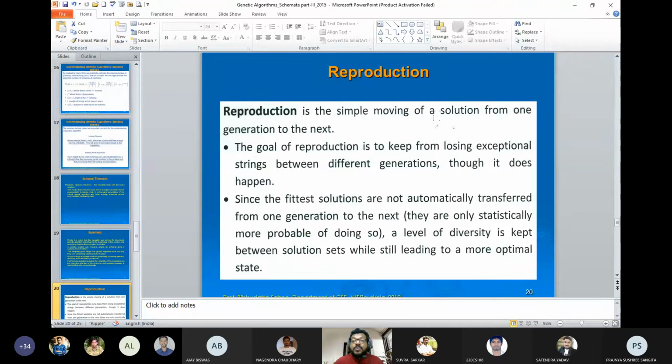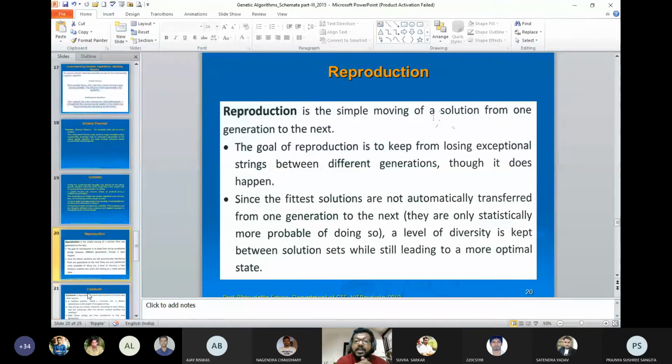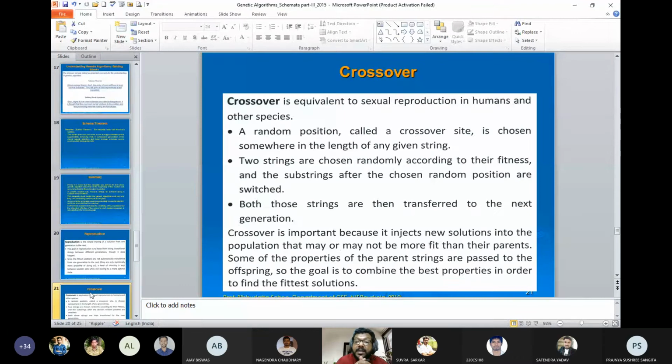Now this is the comment on the crossover. This is equivalent to the process as it takes place in reproduction. A random position called the crossover point is chosen, parents are selected again randomly according to their fitness, and the substrings after the chosen random position are switched. Both the strings are then transferred to the next generation. What it says is that both parents and strings are transferred to the next generation. Maybe due to the crossover we are losing some information, maybe we are disturbing certain genes, so that the offspring produced is less fit than the parent.